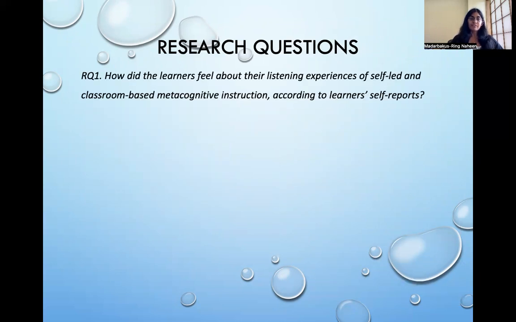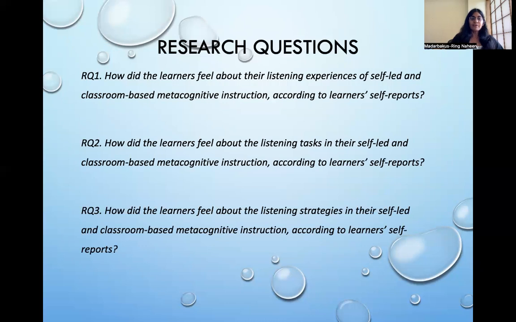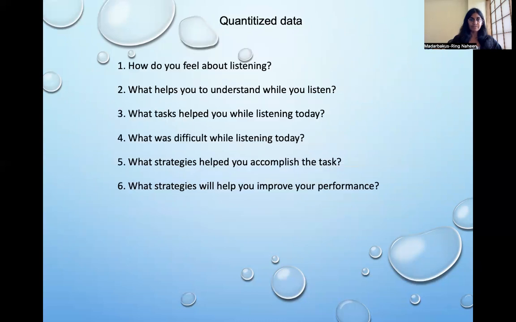This resulted in 3 research questions for this study. Number 1 was, how did the learners feel about their listening experience of self-led and classroom-based metacognitive instruction according to learner reports? So looking at person knowledge. Question 2 looked at how did the learners feel about the listening tasks in the self-led and classroom-based metacognitive instruction according to learner self-reports. This was focusing on task knowledge. And question 3 was, how did the learners feel about the listening strategies in their self-led and classroom-based metacognitive instruction according to learner self-reports, which focused on the strategy knowledge.